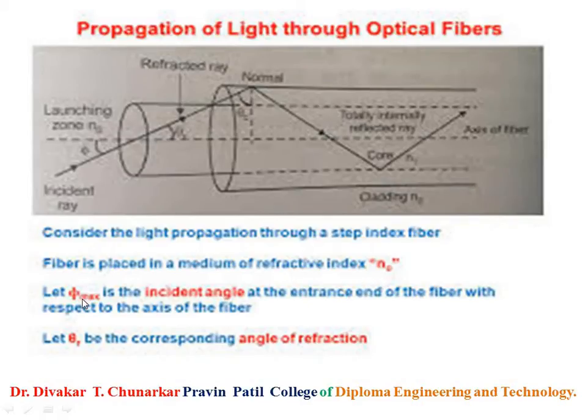This is phi maximum, the incident angle at the entrance end of the fiber with respect to the axis of the fiber. Theta 1 be the corresponding angle of refraction. So the angle of incidence of the light beam is greater than the critical angle and therefore TIR, total internal reflection, takes place and the light beams are reflected through the surface of the fiber cable as shown in this diagram.